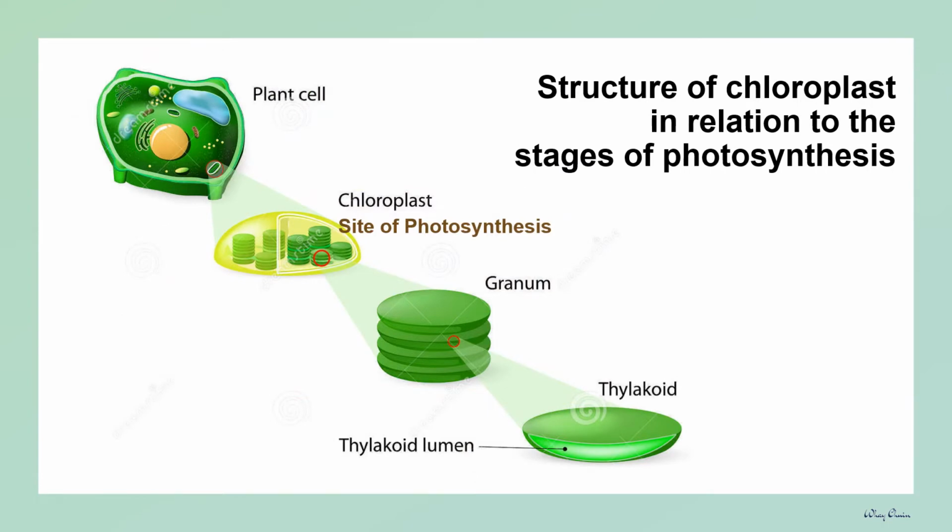Chloroplast is the double membrane organelle that is the site of photosynthesis, and these organelles are found in the cytoplasm of any photosynthetic cell, such as the plant cell. We have to study the structure of chloroplast as it relates to the stages of photosynthesis, which are the light-dependent reaction and the light-independent reaction.